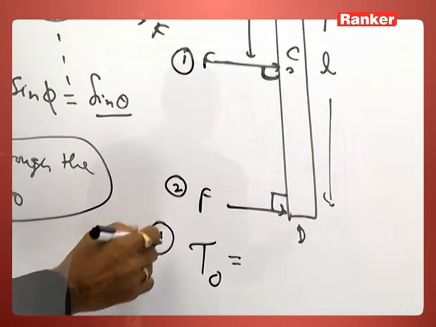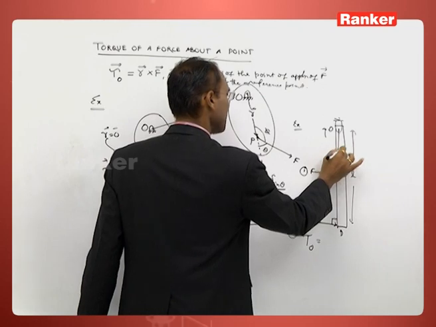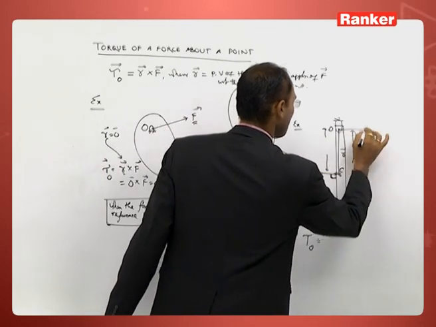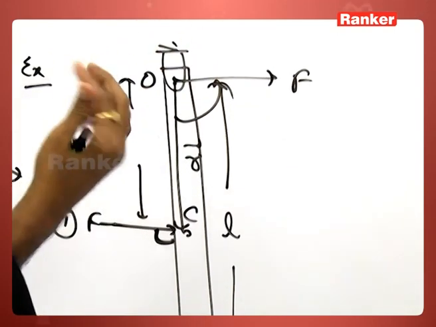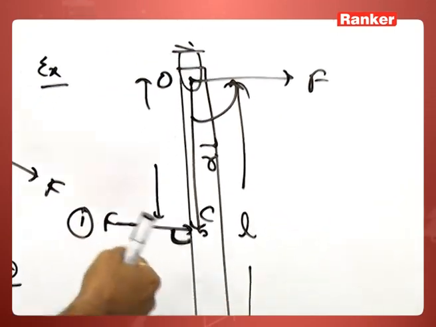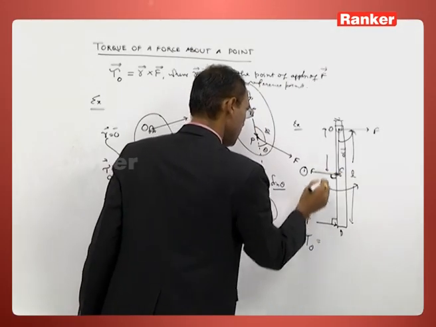In the first case, the torque is equal to how much? This is R cross F. In which sense? In anticlockwise sense or outward. It rotates in anticlockwise sense when you apply the force here. How much?